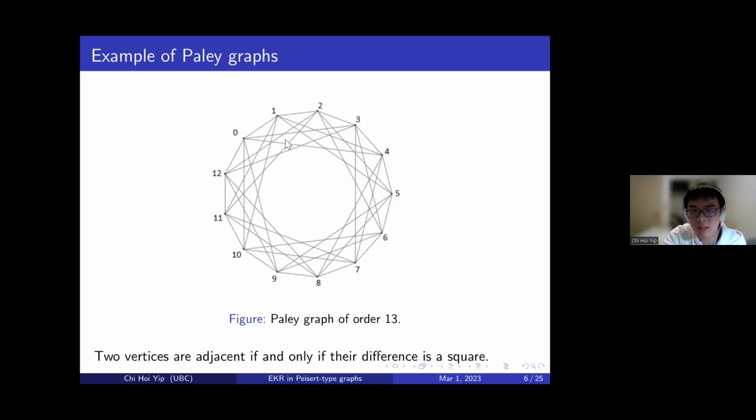You can try to check this. For example, 1 is adjacent to 5 because their difference is 4, which is a square. And 1 is not adjacent to 3 because 2 is not a square modulo 13.